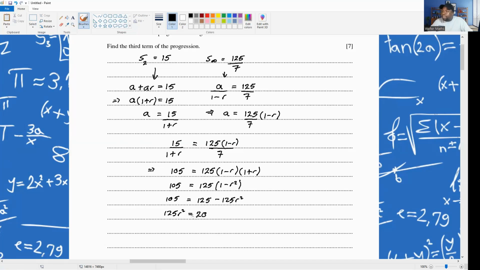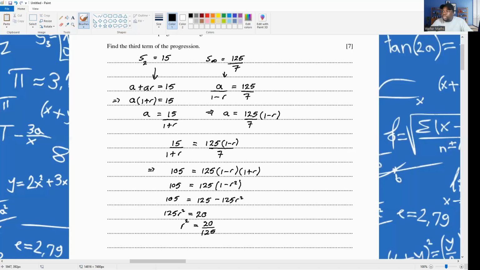And I hope I've done that correctly. So which means that r squared is equal to 20 over 125. Okay, so let me just check on what we have right here. So we have this 105 equals to 125 times 1 minus r squared, 125 minus 125 r squared. Then 125 to the other side, and 125 minus 105 is that. Okay, which happens to be okay.